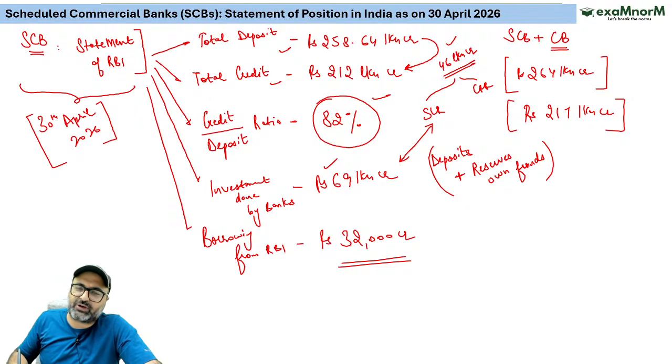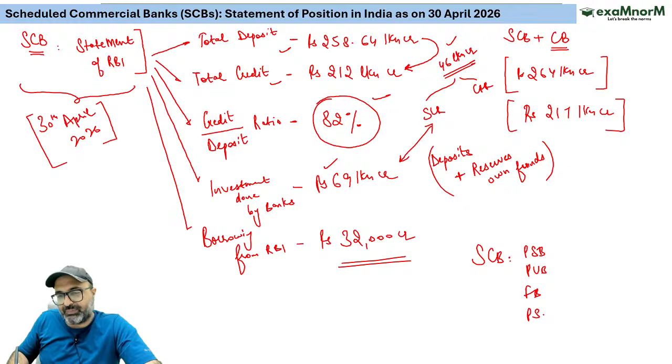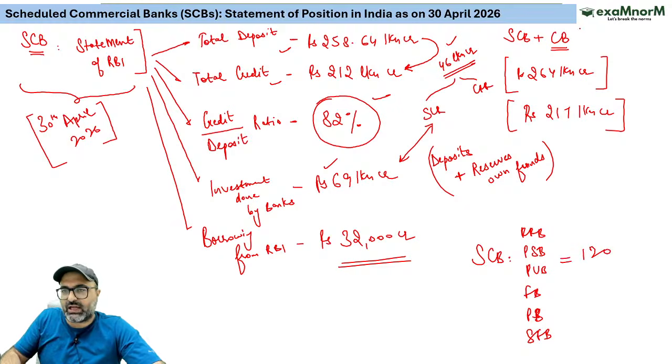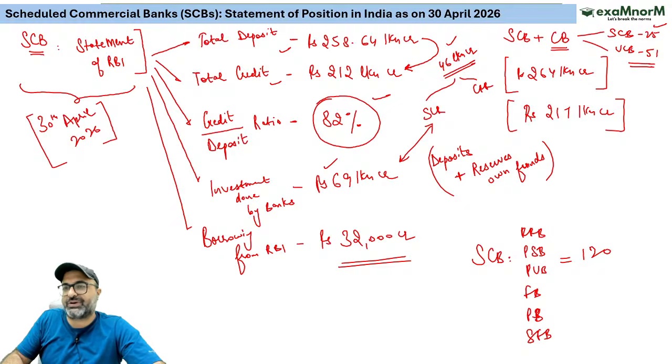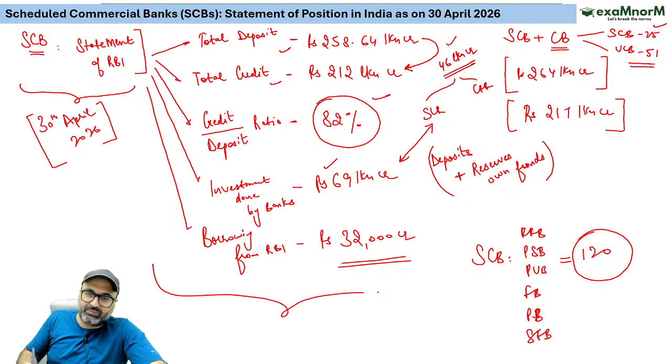अब इसमें क्या क्या है सर? If I talk about these scheduled commercial banks, it includes public sector banks, private banks, foreign banks, payment banks, small finance banks, as well as regional rural banks. This count is 120. The count of state cooperative banks as well as urban cooperative banks is 25 and 51. 51 urban cooperative banks, 25 स्टेट कोऑपरेटिव बैंक्स, 120 शेड्यूल्ड कमर्शियल बैंक्स. ये सारा डेटा बिलोंग्स टू शेड्यूल्ड कमर्शियल बैंक.